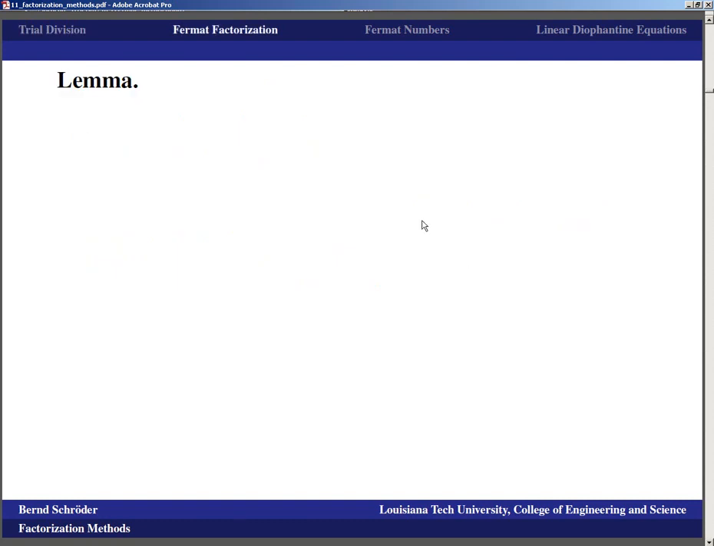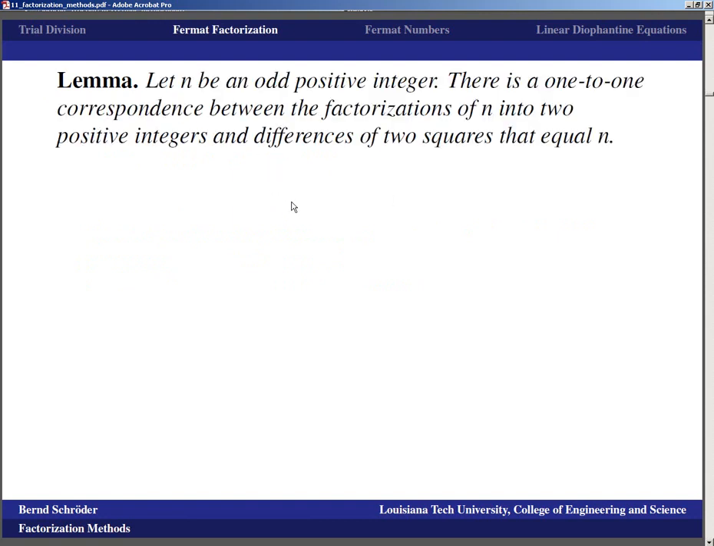Okay, so how can we guess the factors in a more structured fashion? That's what we talk about with Fermat factorization. Basically, if you've got an odd positive integer, and we really are only worried about odd numbers, right, because even numbers are composite by default. For those numbers, there is a one-to-one correspondence between the factorization of n into two positive integers and the differences of two squares that equal n, and that goes like this.